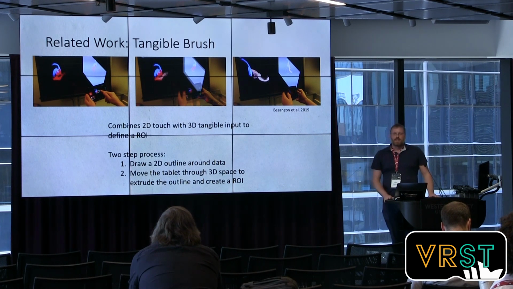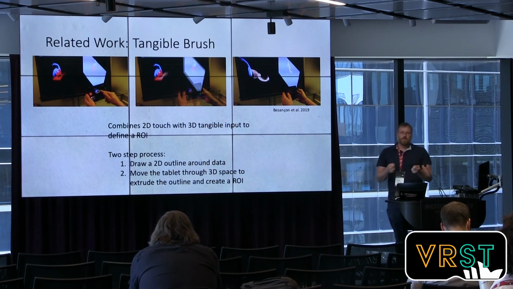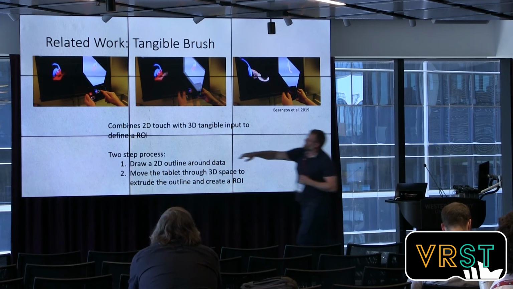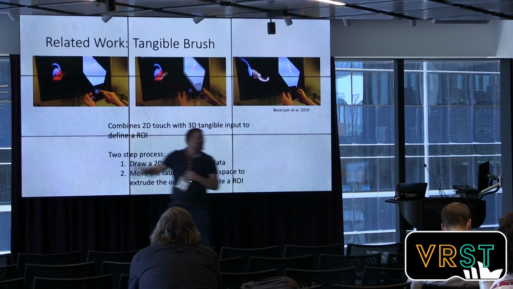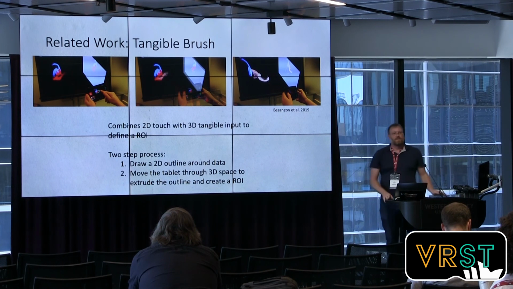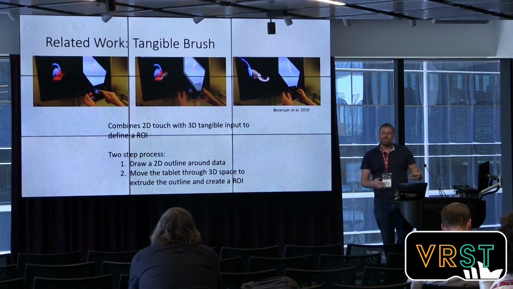So the user is using a Google Tango tablet that's tracked in 3D space, and they draw an initial selection in 2D, a lasso essentially. You can see that over here. And then by physically moving the tablet through space, it extends that initial drawn outline into a 3D volume. And in this way, you can select non-convex, fairly complex regions of interest in the scientific data that you're looking at.